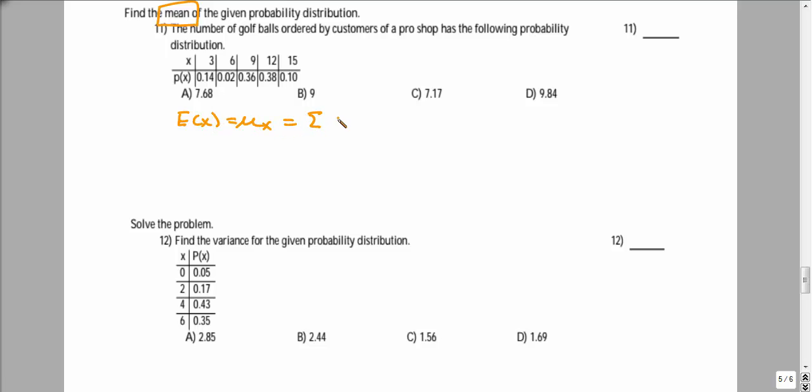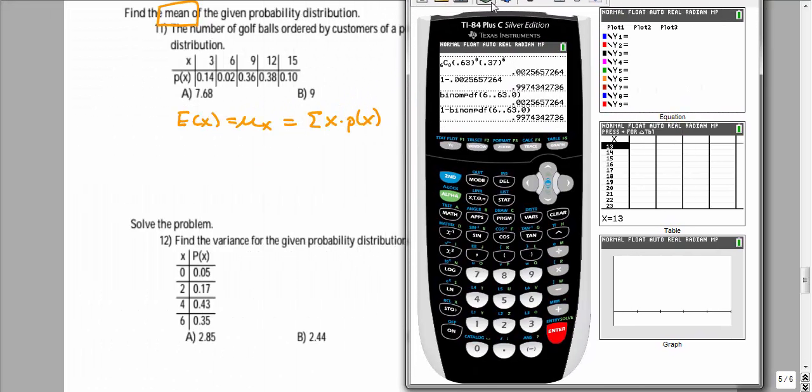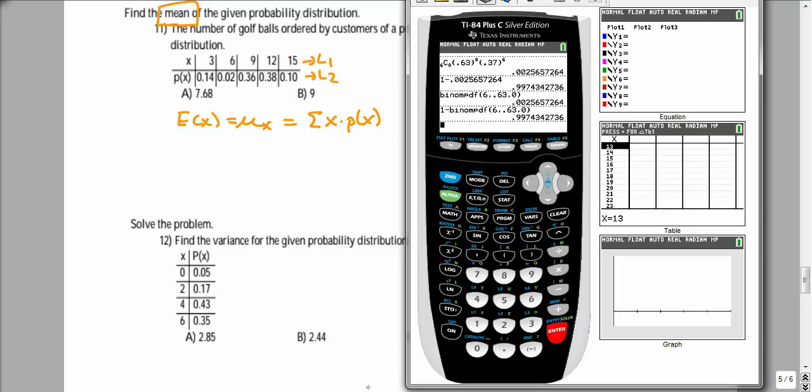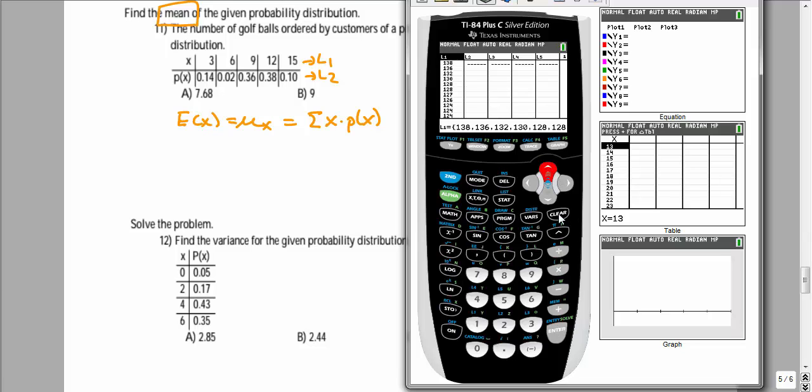So the formula for this is to take each value times its corresponding probability and then to add them up. We also have a shortcut on our calculators that we can do. Basically, we are putting all of these values in L1 and all of these values in L2, and then we're using L2 as the weights. So let's go ahead and go to Stat and Edit. I'm going to go up and clear this list. And for L1, I'll put in the values of 3, 6, 9, 12, and 15.